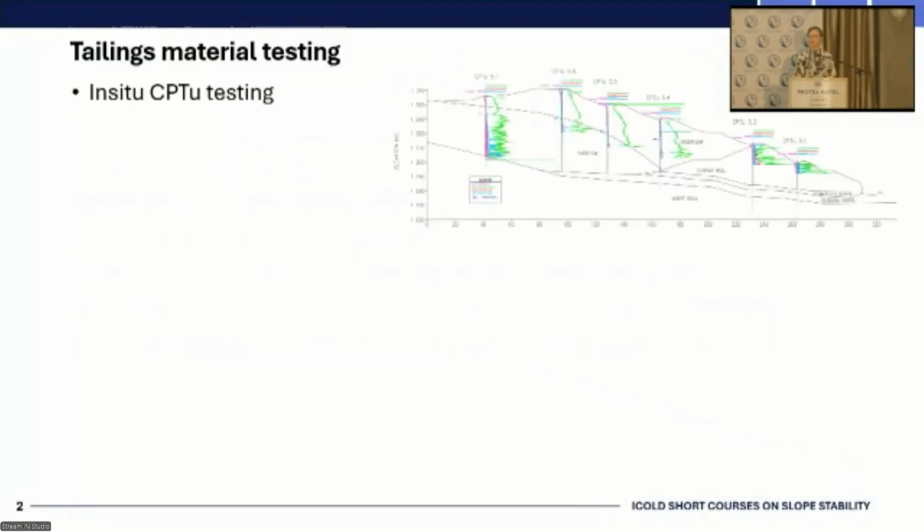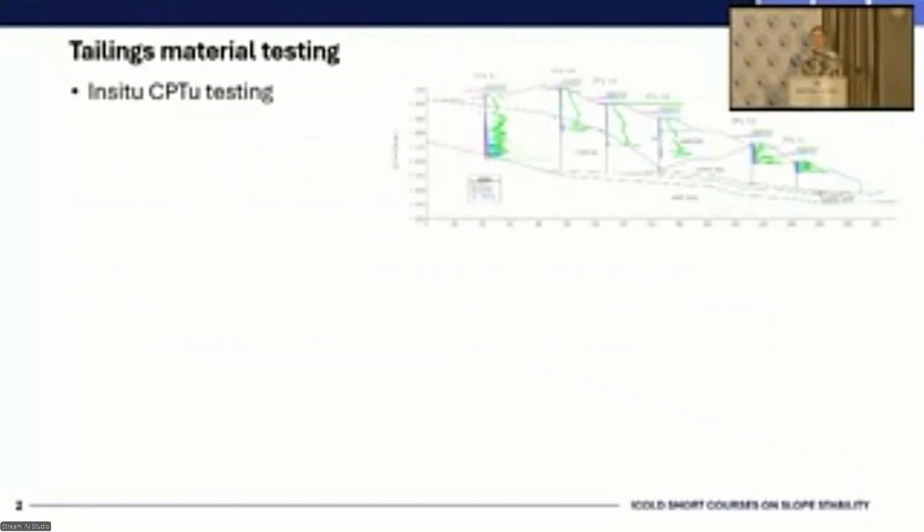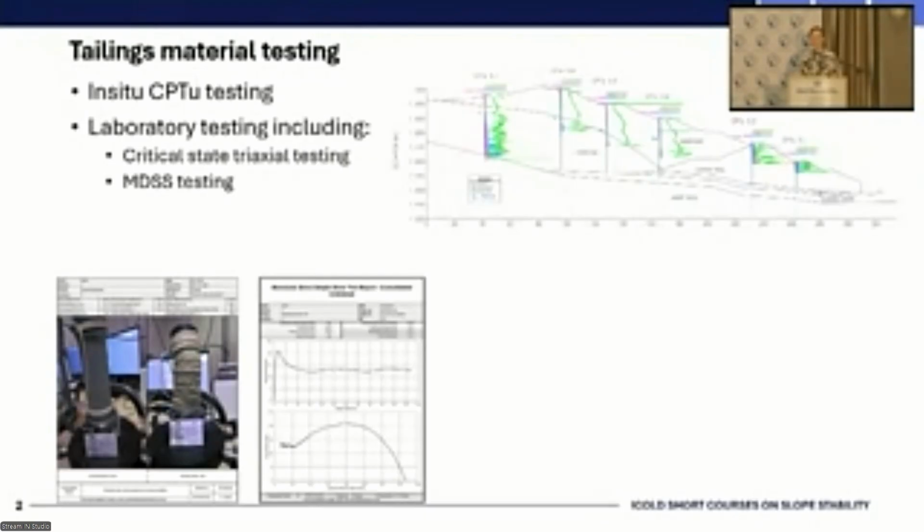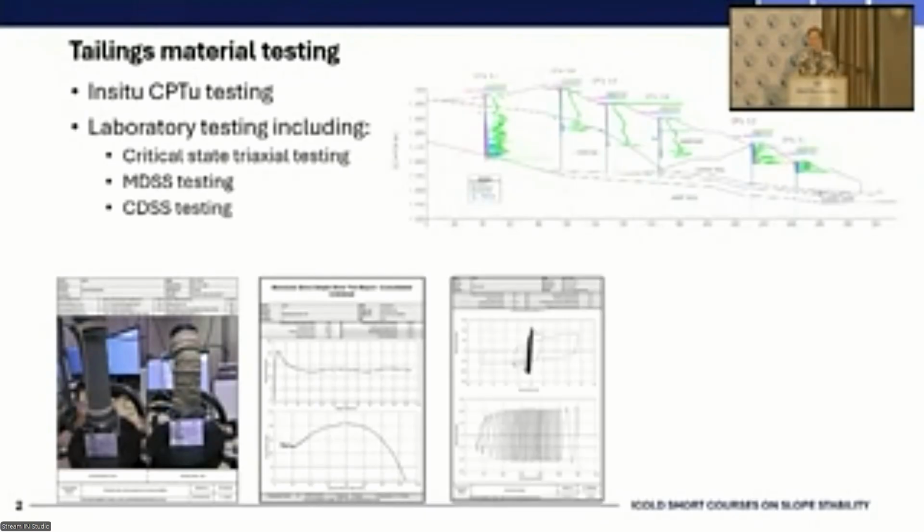So we'll start off with the testing that was conducted and used as input into the assessment. First up is in situ CPTU testing, which we've gone through in some detail yesterday. And then lab testing in the form of critical state triaxial testing, monotonic direct simple shear, and cyclic direct simple shear tests.